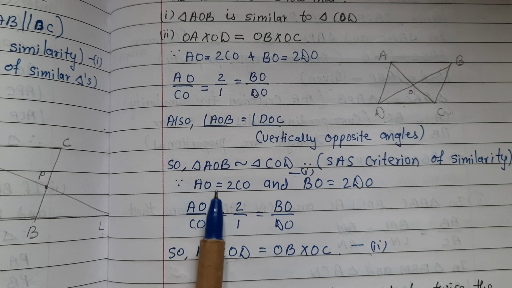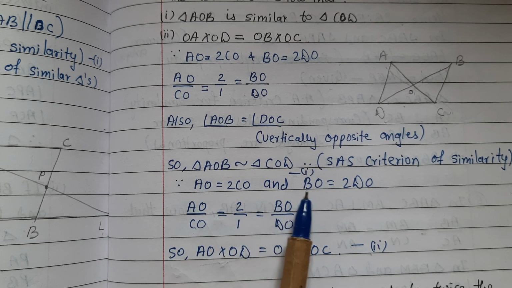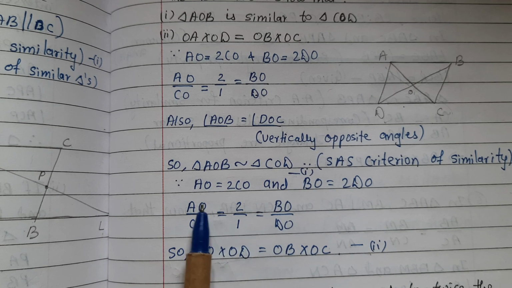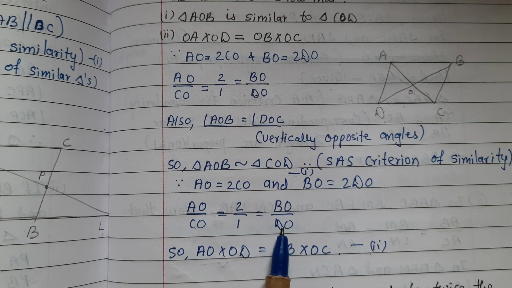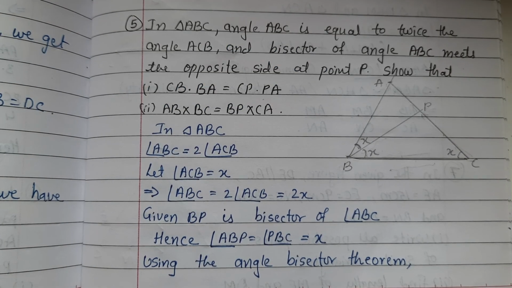Since AO is equal to 2CO and BO is equal to 2DO, AO upon CO is equal to 2 upon 1, equal to BO upon DO. Cross multiplying, AO into OD is equal to OB into OC. Hence proved second part.